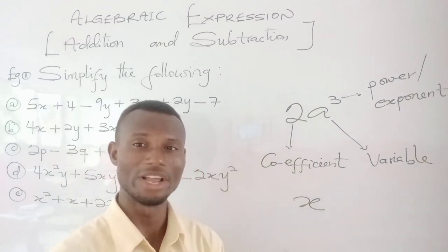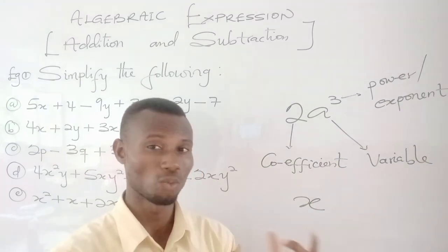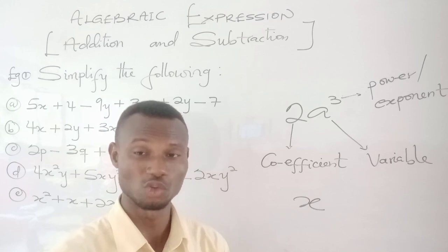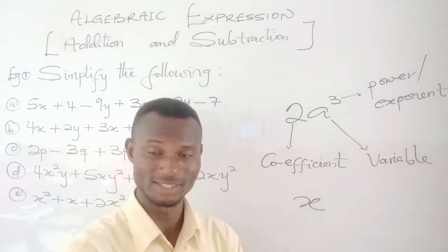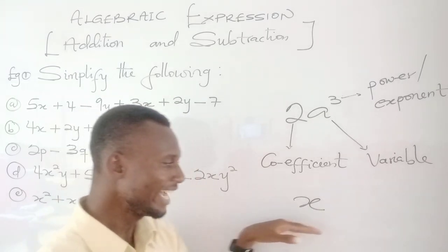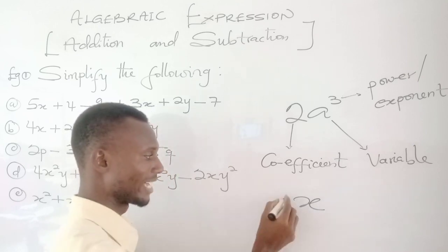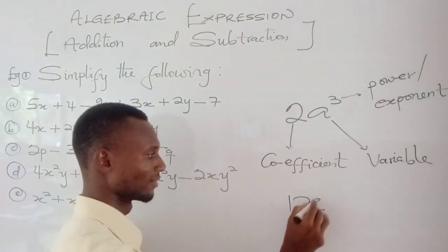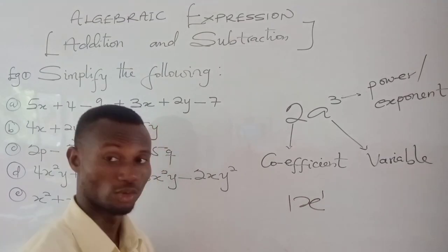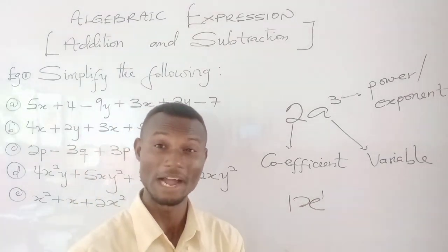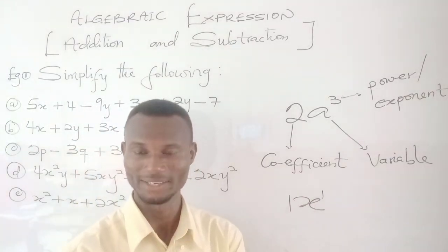Okay. When the coefficient is 1, we don't write it, and when the power is also 1, we don't write it. So when you see a variable standing alone like this, it always means that the coefficient is 1 and the power is also 1. So you have to keep that in mind.